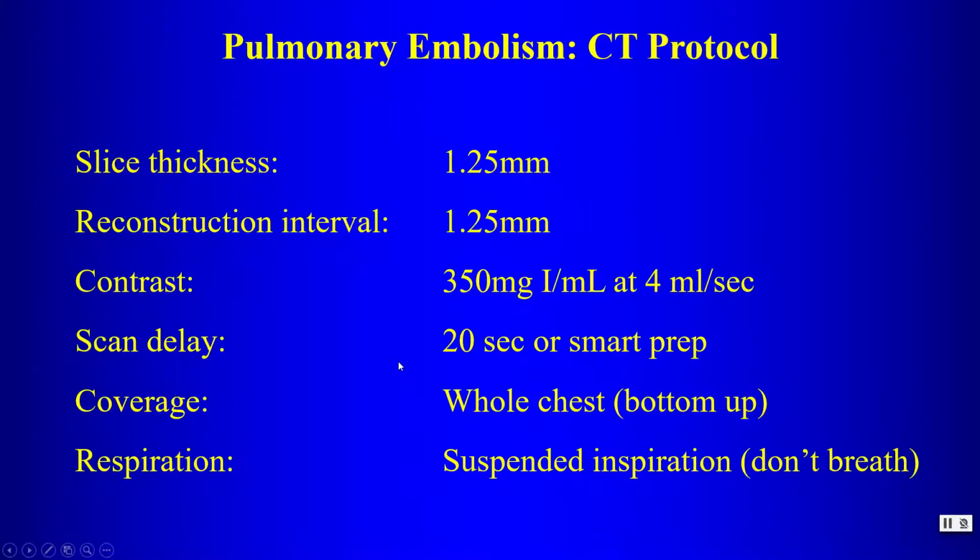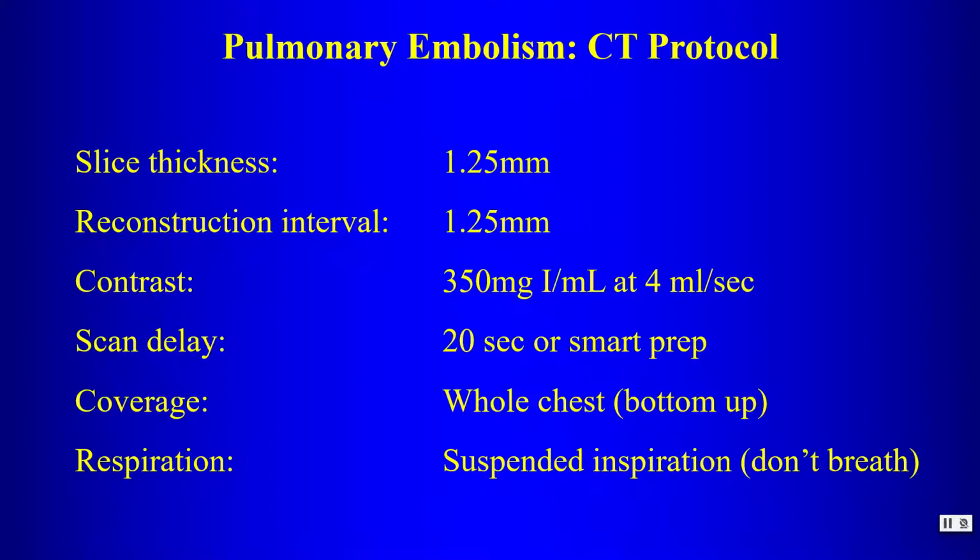Now, as far as the protocol, the CT protocol, when we're doing CT for pulmonary embolism, thin slices, thin reconstruction intervals, we want to make sure we give enough IV contrast at a high flow rate, at least 4 milliliters per second. Usually we use about 100 cc's of contrast in our patients, although with the faster scanners, you can get away with less, 80 cc's or even less in some cases.